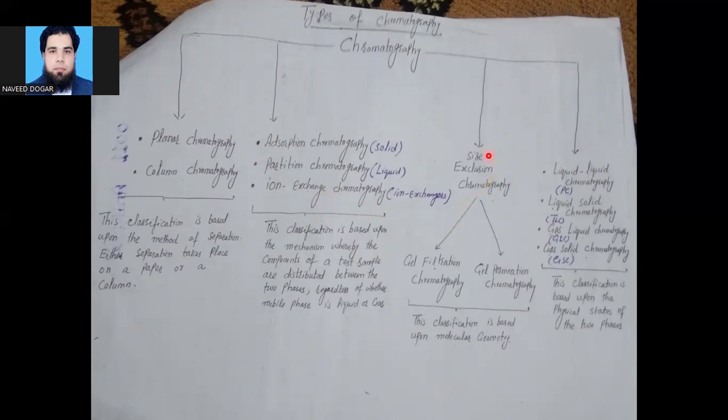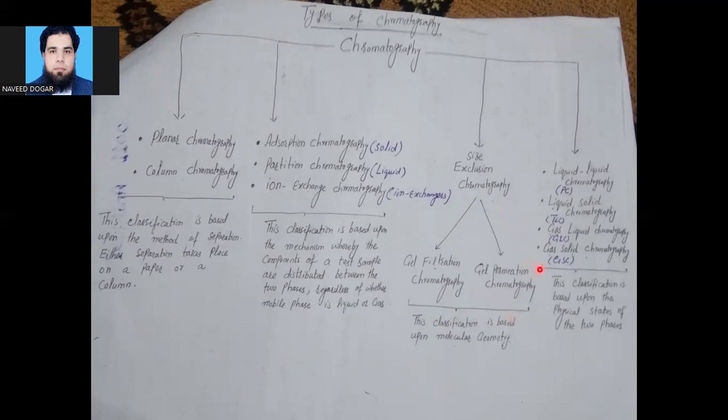Now, there is a third type of chromatography, that is size exclusion chromatography. This chromatography is further divided into two types: gel filtration chromatography and gel permeation chromatography. Basically, here the separation takes place depending upon the size of the molecule, or you can say the geometry of the molecule. We will go into detail later on about all these techniques.